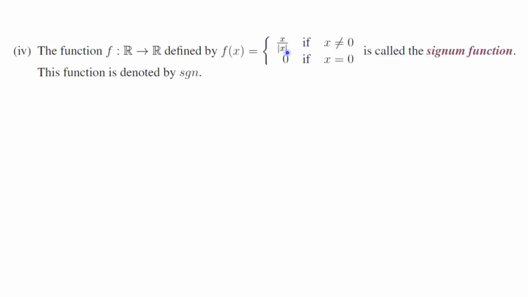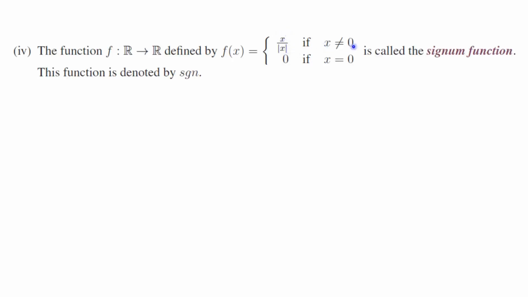For example, if we take the x value as 3, we put 3 divided by modulus of 3. The modulus of 3 is 3 only, so 3 divided by 3 gives plus 1. Suppose you take the x value as minus 3, that is minus 3 divided by modulus of minus 3. The answer for modulus of minus 3 is plus 3 only. But since minus 3 is in the numerator, when we cancel we get minus 1.